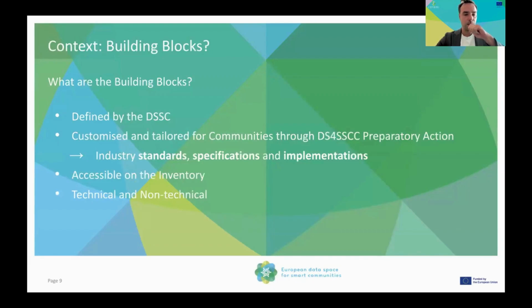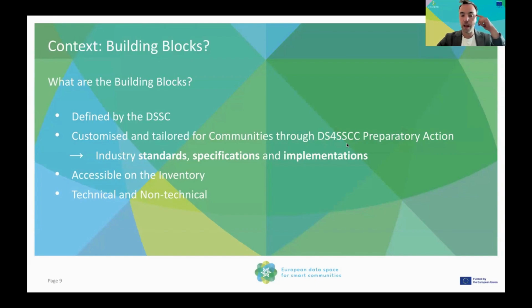So I would like now to define the concept of the building blocks. These building blocks were defined firsthand by the DSSC, so the Data Space Support Center, and customized and tailored towards communities through the DS4SSCC preparatory action. So the building blocks that we refer to are accessible on the inventory.